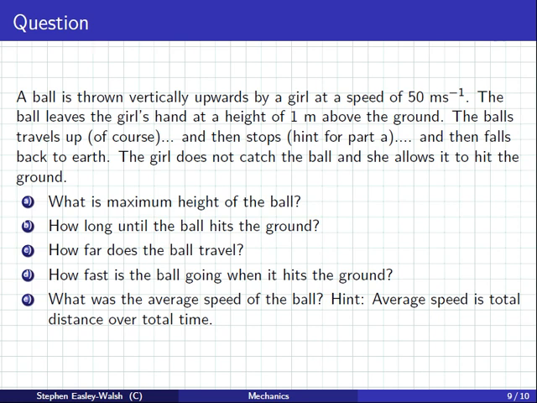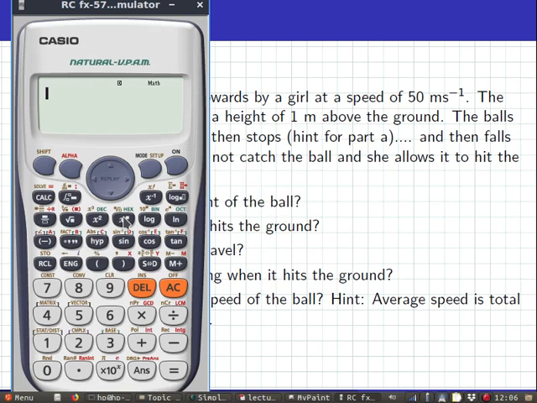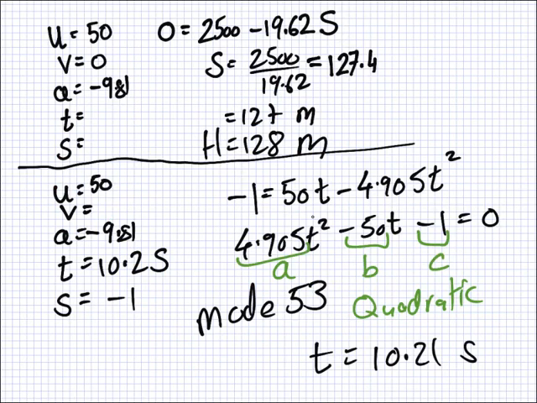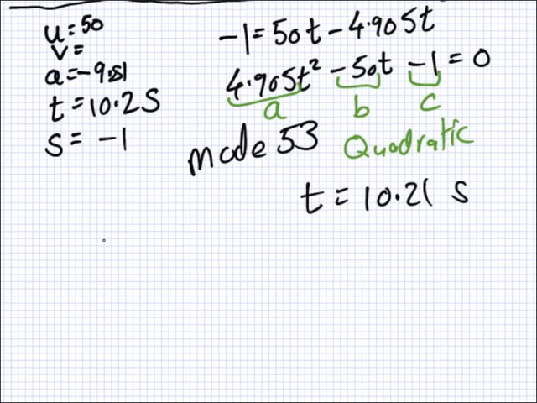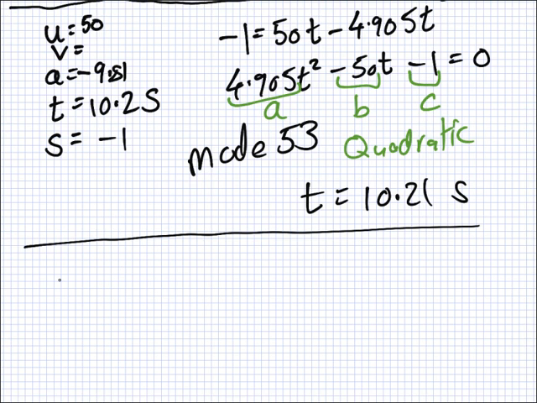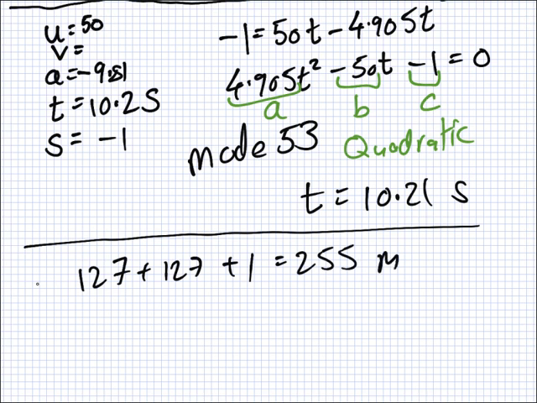I think you already know the next part. How far does the ball travel? How far does it travel? Yeah, well, it'll be 127 plus 127 plus 1. Yeah, 255. Okay, that's part C.